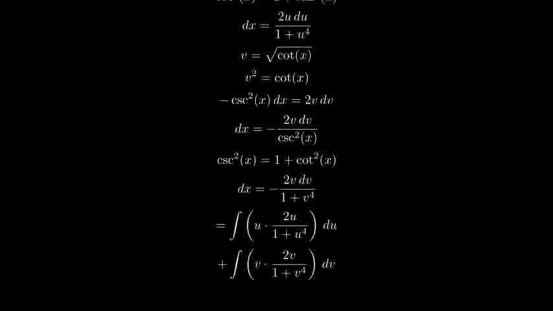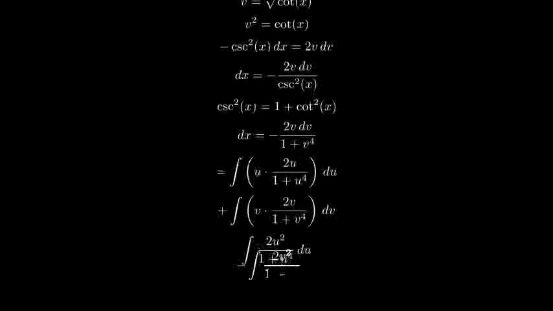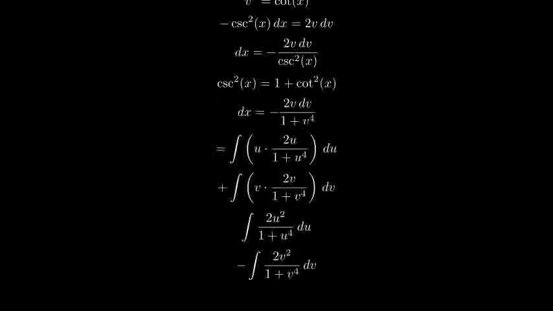Both of these are much easier to integrate than the original integral. Let's calculate these two integrals. When we simplify the first integral, we obtain 2 over 1 plus u to the fourth. Similarly, when we simplify the second integral, we obtain 2v squared over 1 plus v to the fourth. Adding the solutions will give us our result.